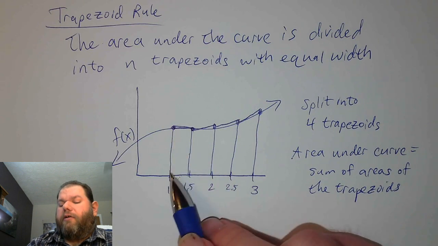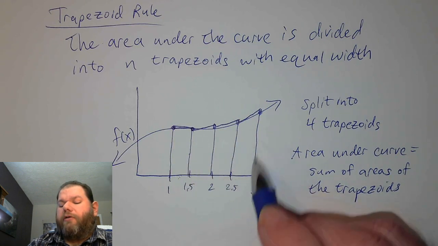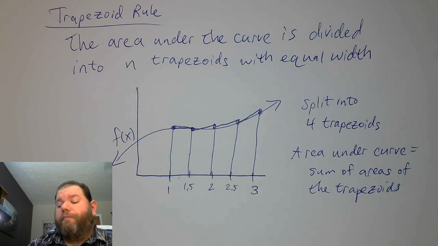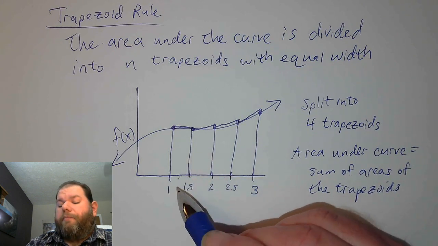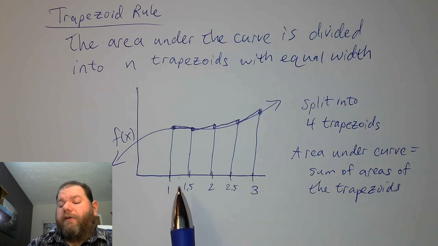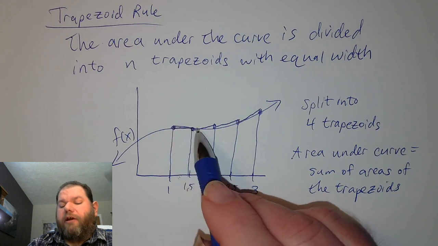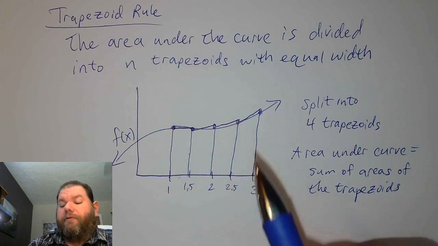And again, these sides are all parallel. They're all vertical lines at 1, 1.5, 2, 2.5, and 3. This side is flat, and we see that we do have an equal width of 0.5 each time. But then we have this diagonal line potentially at the top.